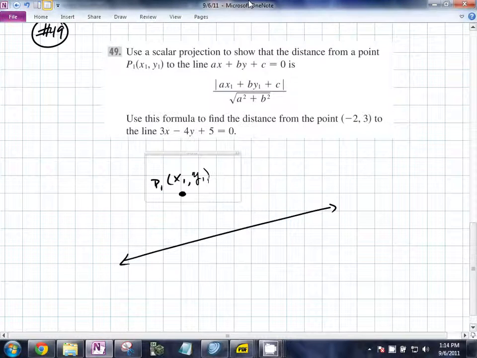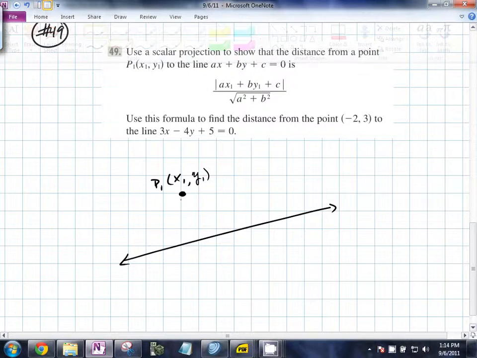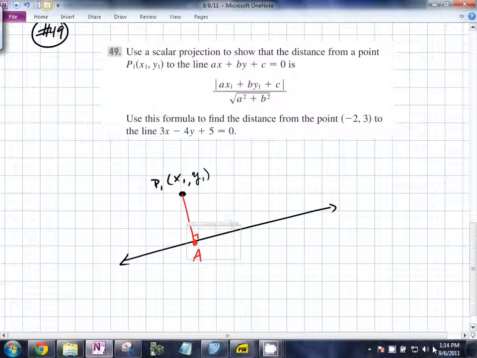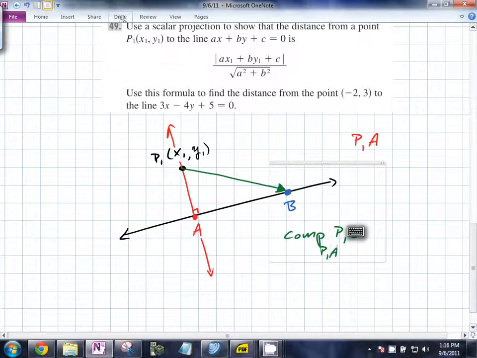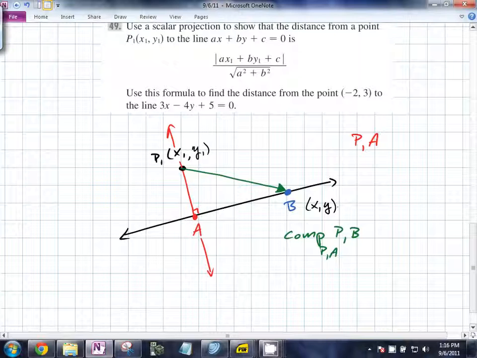The closest distance would have to be the distance of the perpendicular line. Exactly. So you're looking at dropping a perpendicular like this, right? You're trying to find the distance. Let's label that A. You're trying to find P1 to A. Are we okay with that? You're saying B is X, Y? Okay, that's fine. The equation is AX plus BY plus C equals 0. So it is X, Y. Okay, sure.